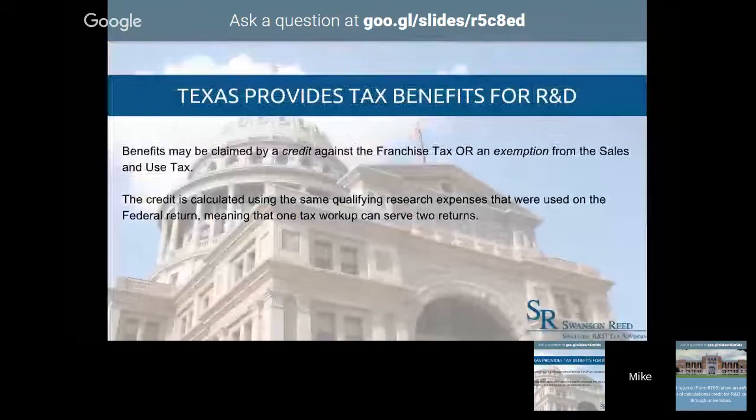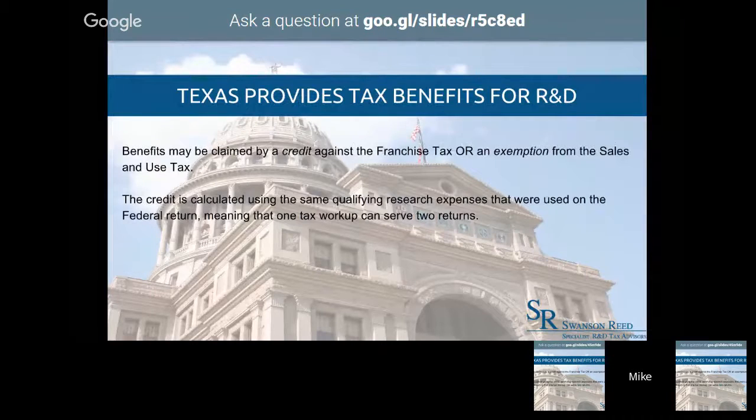Speaking of Texas, you get a choice on how you claim the R&D credit there. You can either apply it as a credit against your franchise taxes or an exemption from the sales and use tax. And this is where the taxpayer gets to make a decision: where would it help me the most? If you've got high franchise taxes, you'll probably want to pick that first. If you're, say, expanding and buying lots of equipment, you're going to have lots of sales and use taxes, so put your credit on the sales and use taxes, and that will benefit you more.